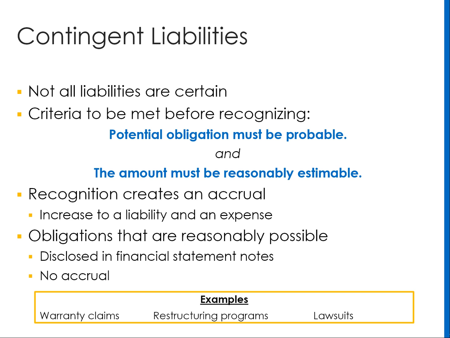Now let's talk about contingent liabilities. Contingent liabilities are liabilities with uncertainty. There are several criteria before we can recognize a contingent liability. First, the potential obligation must be probable. Probable means likely, very likely. And the amount must be reasonably estimated.